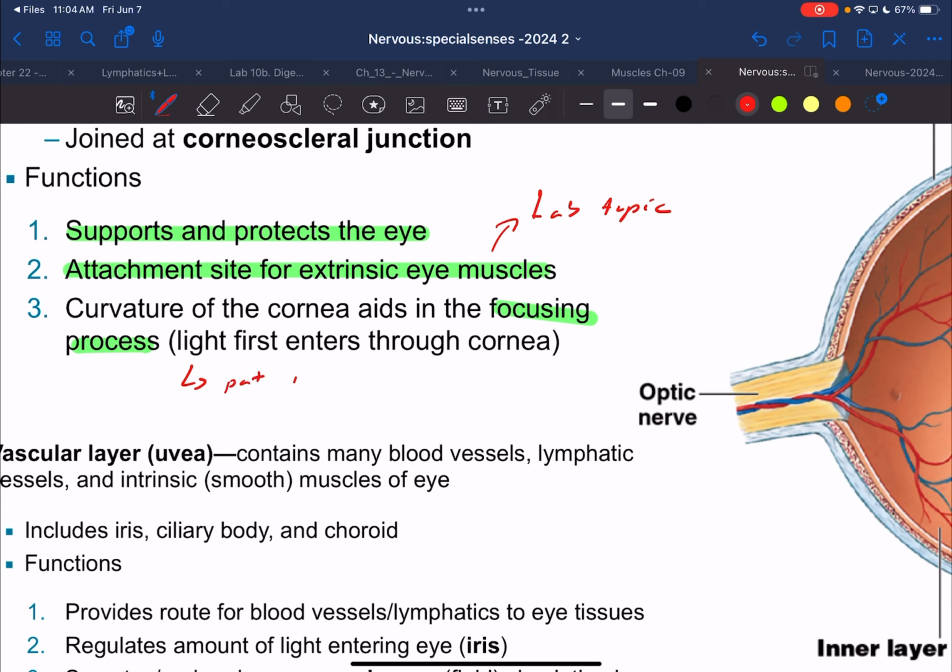The arrow to number 2 says last two. Is that what it says? Say again? This arrow pointing to this two, lab topic. Lab. Oh, yes. The extrinsic eye muscles.